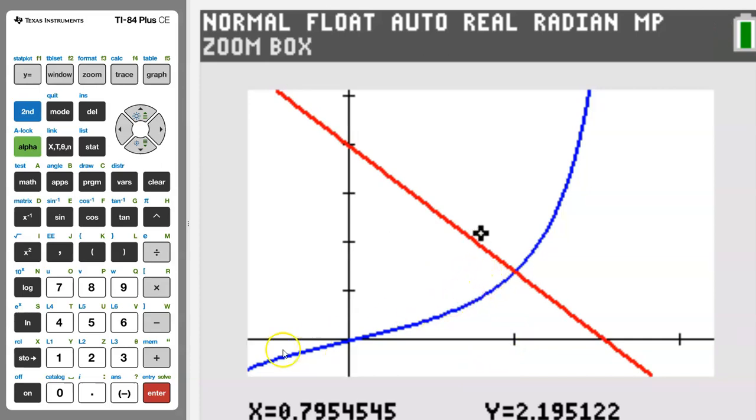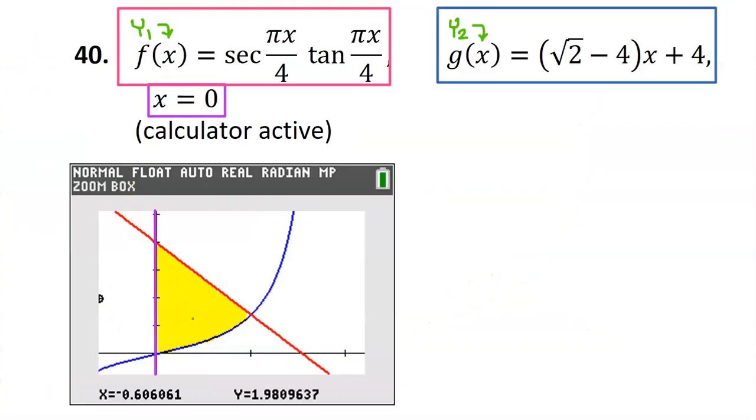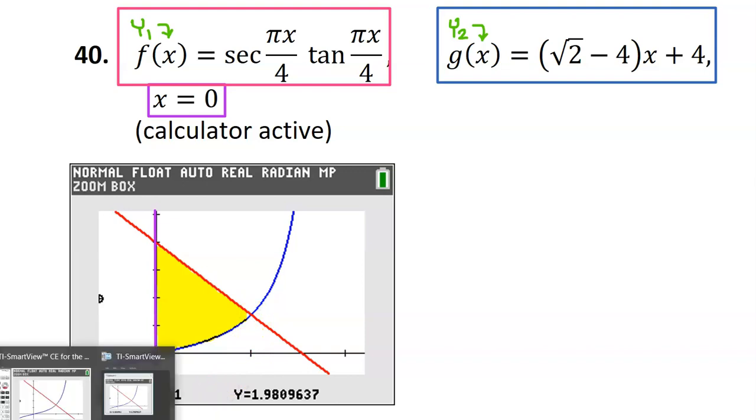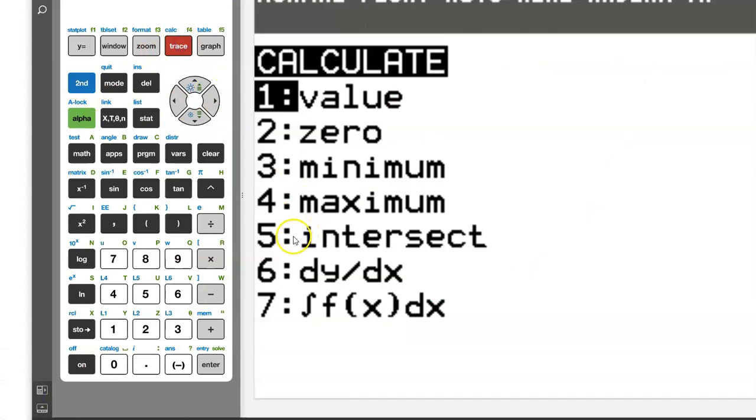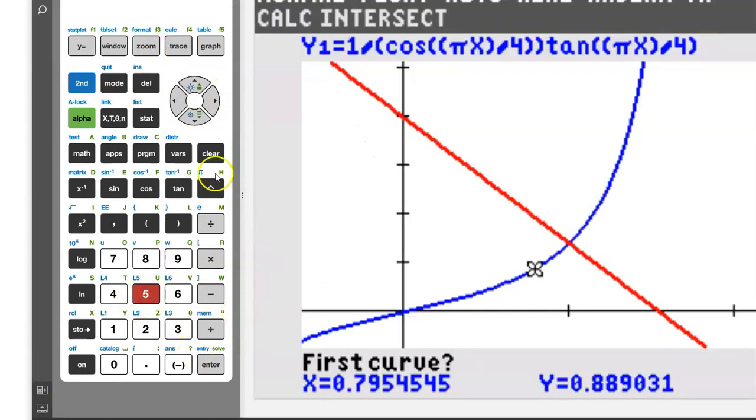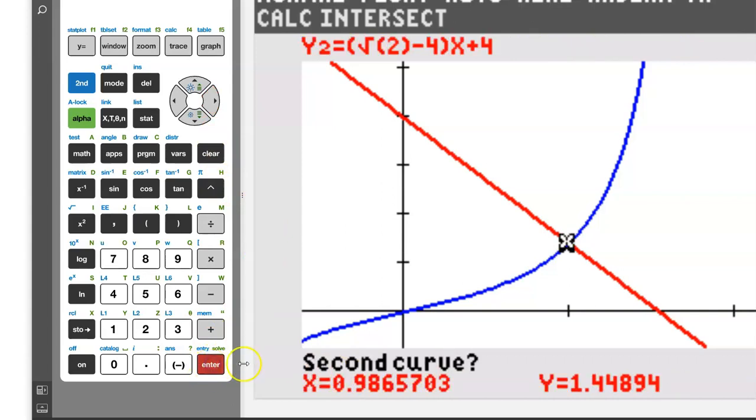Let's take a picture of this. So this is the area that we need to find. To set up the integral, we need to know the x value of this intersection point. It seems to be 1, but let's not assume. So hit second trace and choose intersect. Move the pointer very close to the point of intersection and hit enter for first curve, hit enter again for second curve, and just hit enter a third time for guess. And we see that the intersection is at x equals 1.